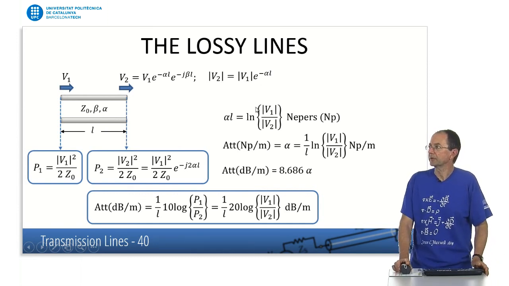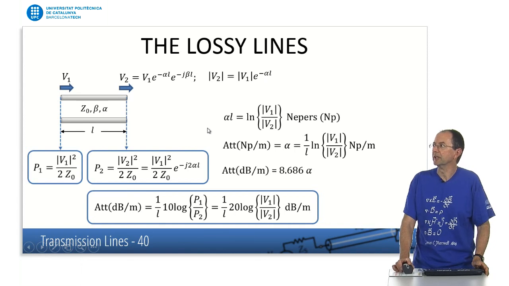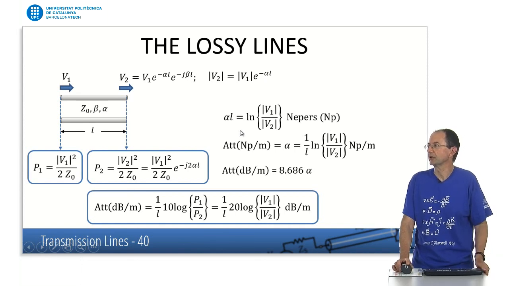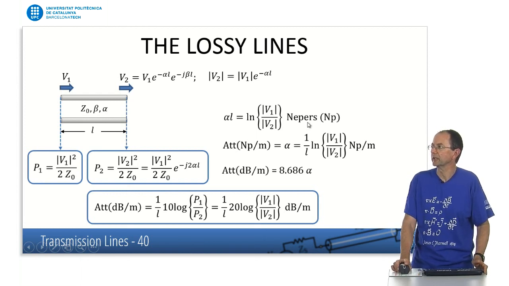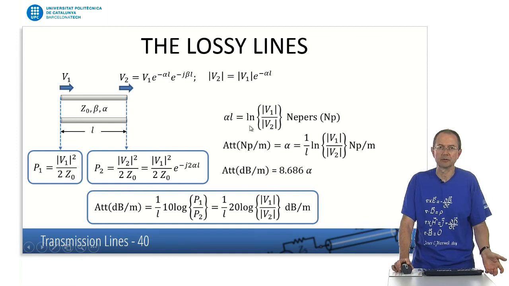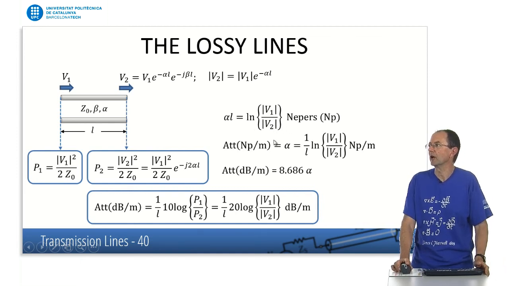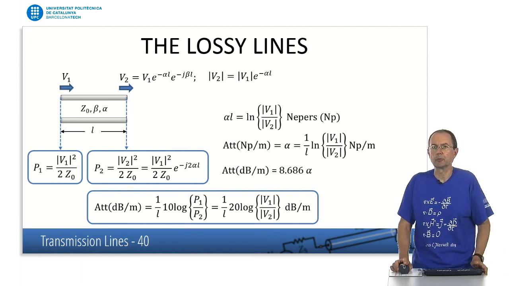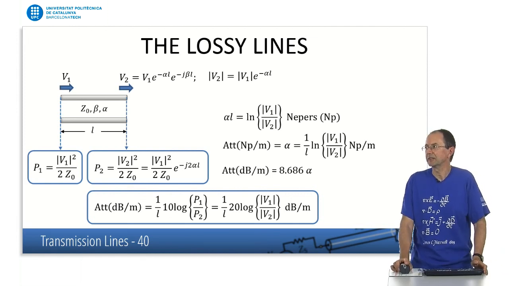This alpha parameter is expressed in Nepers per meter, which is an exponential decay constant of the transmission line. When you multiply by the length, you have the attenuation in Nepers, which is the natural logarithm of the ratio between the input and output voltages. Nepers are very straightforward to calculate from the constants of the line, but it's not a very practical parameter. So most engineers will use attenuation in dBs, in decibels per meter in this case.